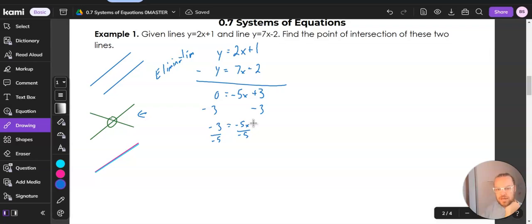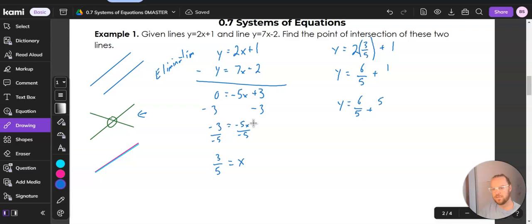And so we will get 3/5 equals x. That gets us partway there. Now we just need to find y. We can use either equation. It doesn't matter which one. I'm going to use that first one, but like I said, it literally does not matter. What we're going to do is plug this value of x into that equation. And so we will get y equals 6/5 plus 1, which of course we can rewrite that 1 as 5 over 5. Why am I doing that? So that I have that common denominator. And so y is equal to 11/5.